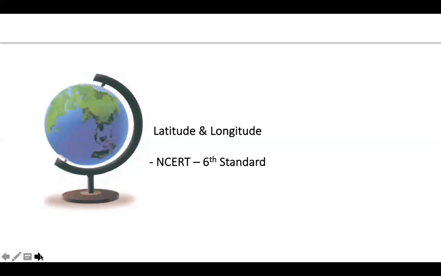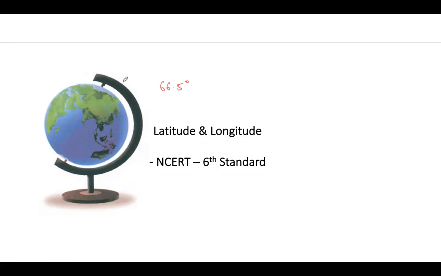So first we will see the topic latitude and longitude. It is given in the NCERT 6th standard. So here this is the globe. We know that the globe is always tilted. You know why? Because the earth is also tilted, and the earth is tilted at 66.5 degree. So the angle of the tilt is 66.5 degree.